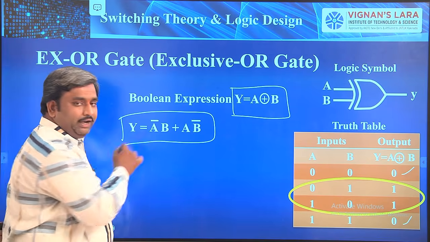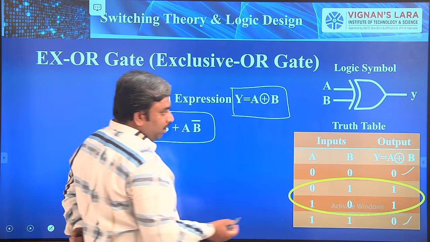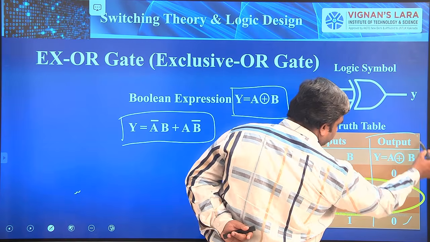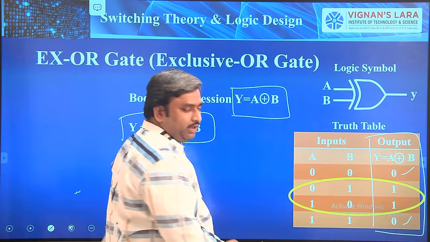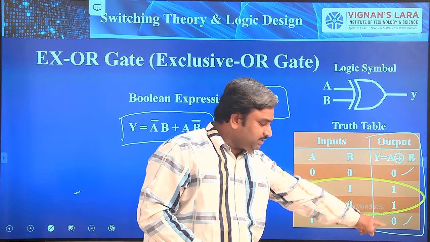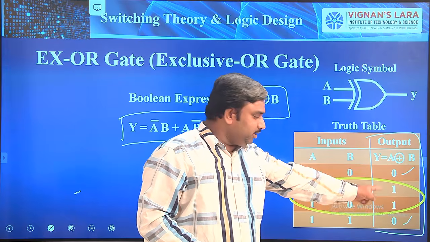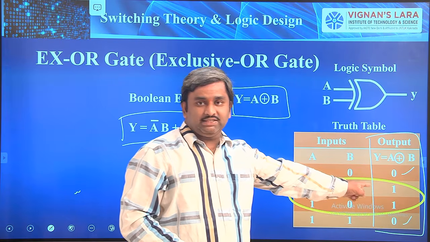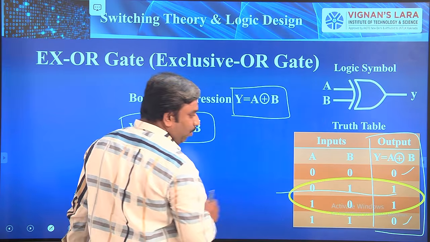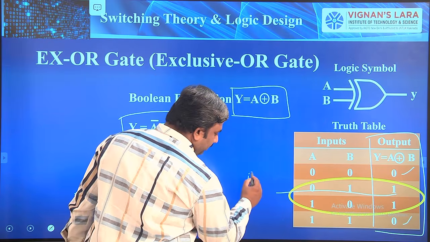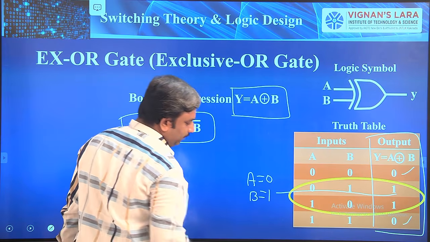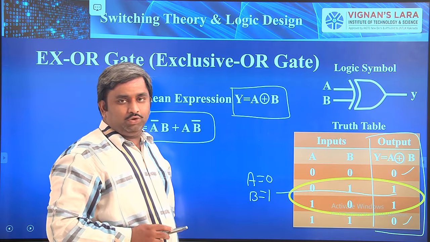Why are we writing in this way? See here, in the XOR gate operation, look at this truth table. In this truth table, observe when we got the output. In these two cases, we didn't get any output, but in these two cases, we got the output. So what is this case? In this case, what is the input behavior? A is equal to 0 and B is equal to 1.